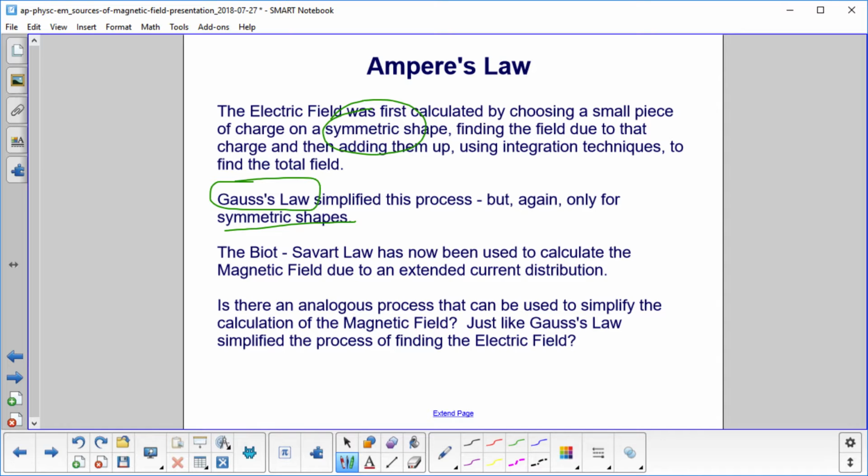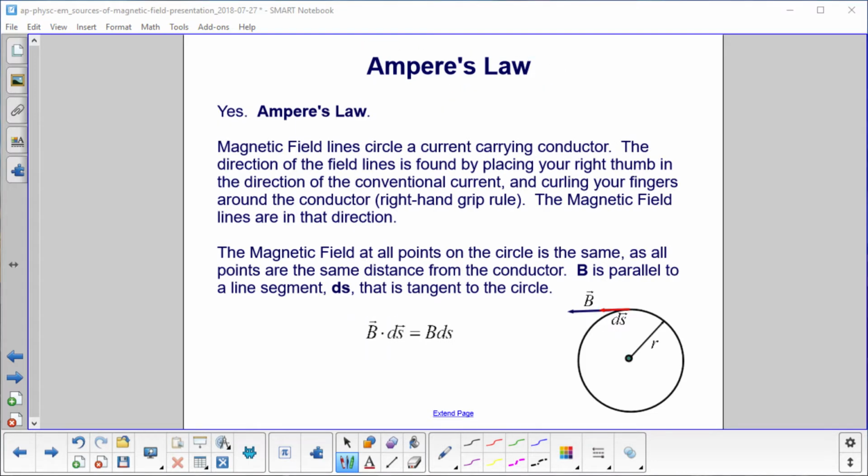First, we use the Biot-Savart law to calculate the magnetic field due to an extended current distribution. Now second, do you think there's an analogous process that can be used to simplify that? I hope so. In other words, just like Gauss's law simplified the process of finding the electric field. Probably can guess, I mean it's in the title here. Ampere's law. Magnetic field lines circle a current carrying conductor.